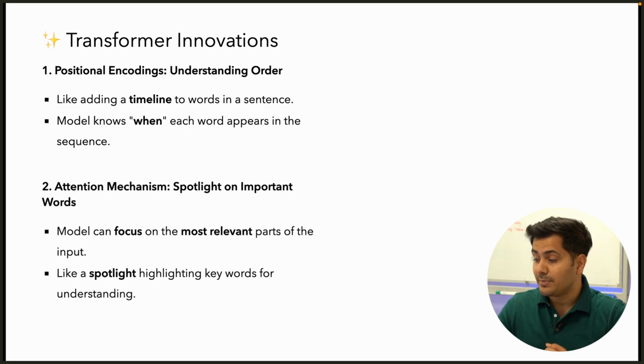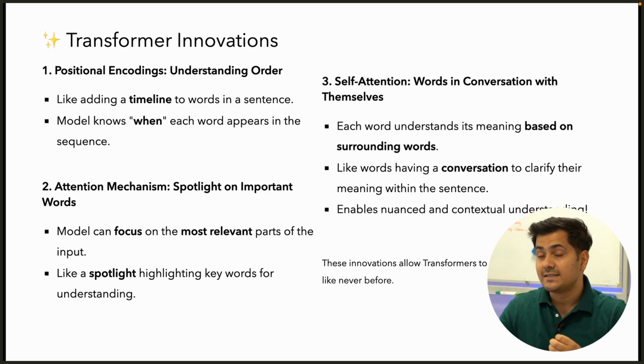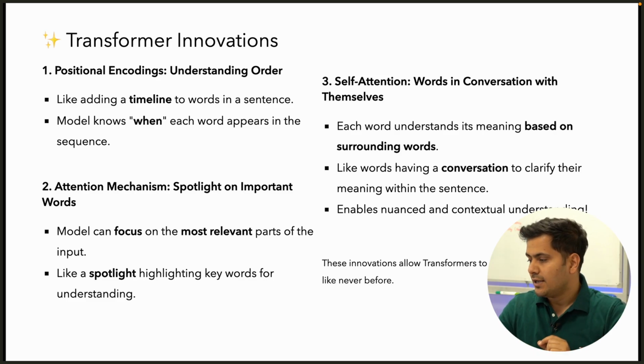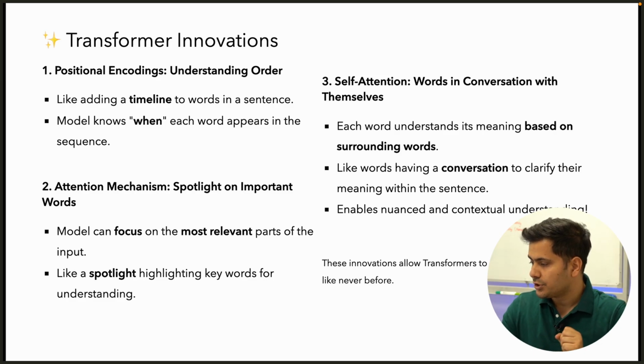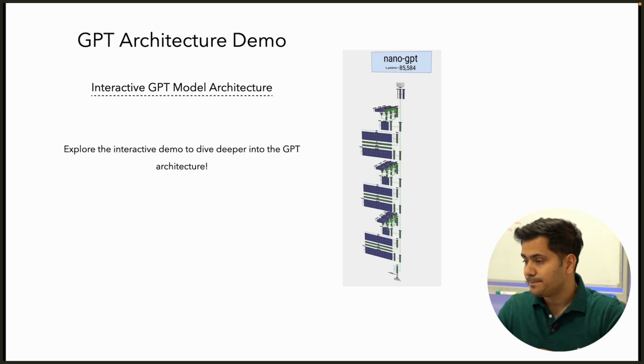The second is attention mechanism, and attention mechanism allows the model to focus on the most relevant parts of the text. And finally, the third is self-attention, right? So this is about understanding one particular token by looking at all the other surrounding tokens around that token. So those are the three main ideas that the transformers paper pushed, and they have been the main reasons why models like ChatGPT are seeing such success.